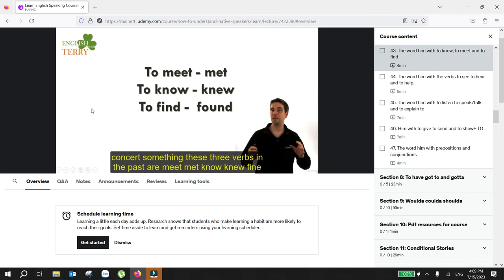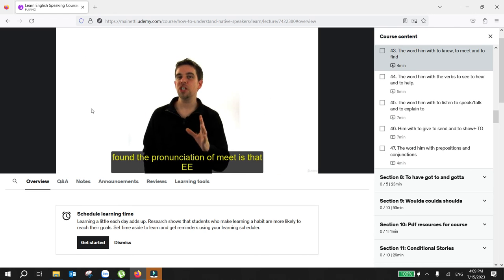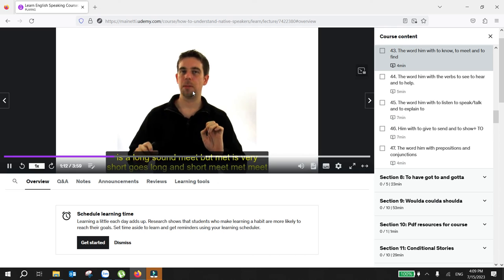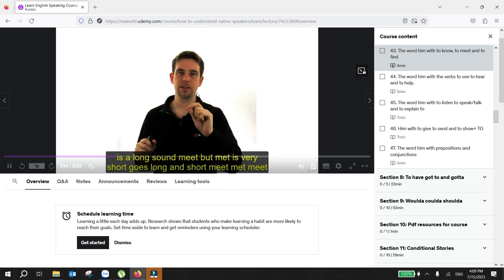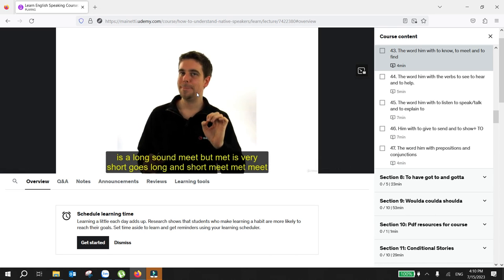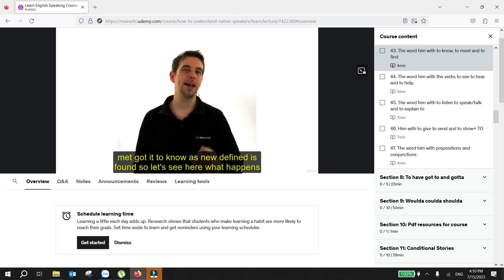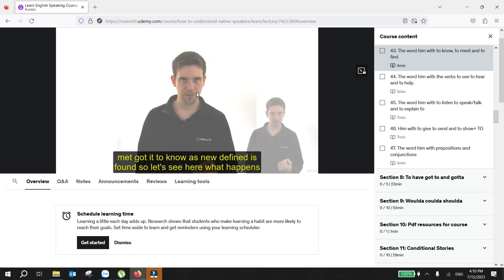These 3 verbs in the past are meet, met, know, knew, find, found. The pronunciation of meet is that EE is a long sound. Meet. But met is very short. So it's long and short. Meet, met. Meet, met. Got it? To know is knew. To find is found.